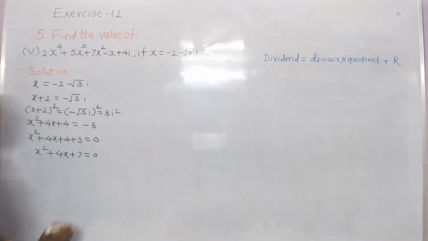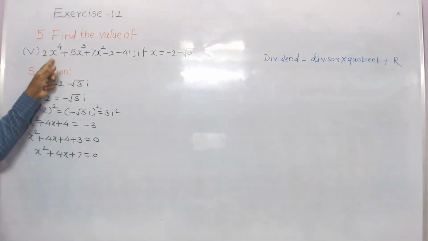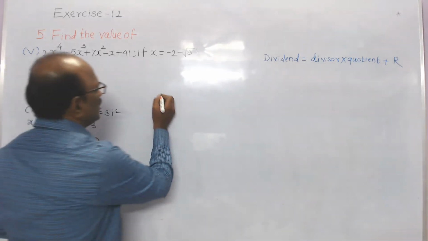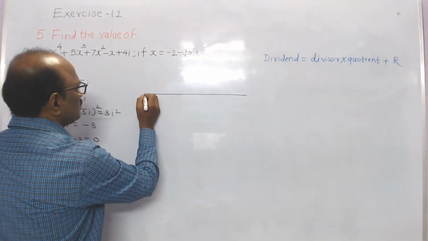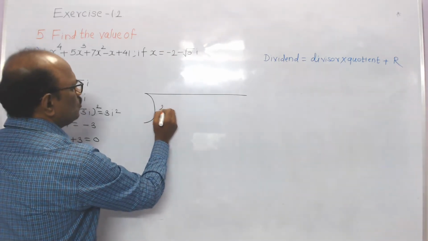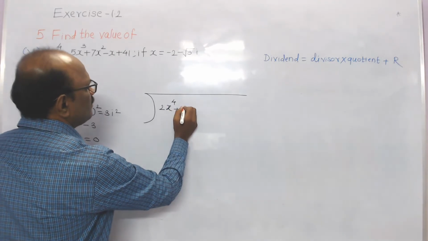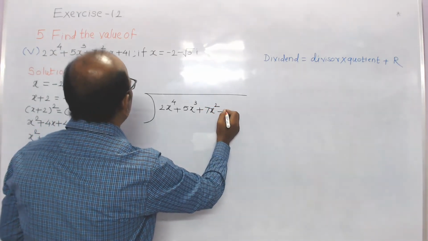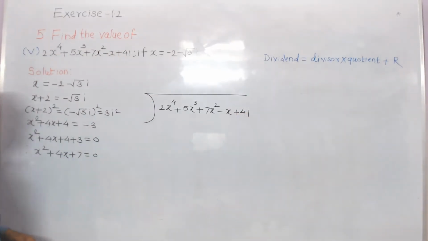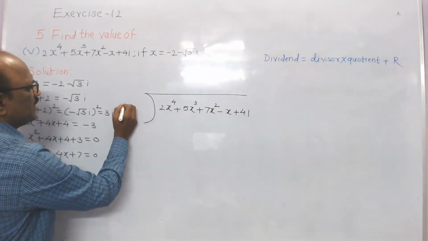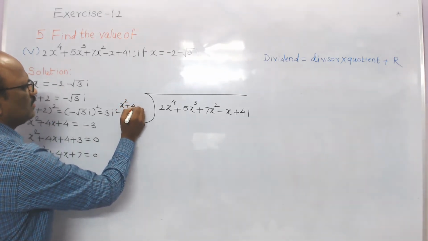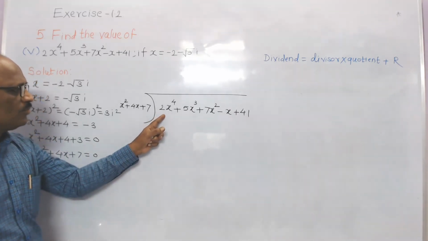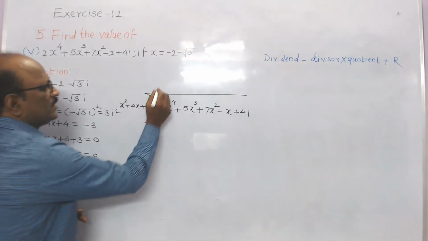Therefore x square plus 4x plus 7 equals 0. Now we'll divide the polynomial 2x raised to 4 plus 5x cube plus 7x square minus x plus 41 by x square plus 4x plus 7. Now see this here. We'll divide this polynomial by x square plus 4x plus 7. What is the first term here? 2x raised to 4. To get 2x raised to 4, we have to multiply this x square by 2x square. Therefore, I will write here 2x square.